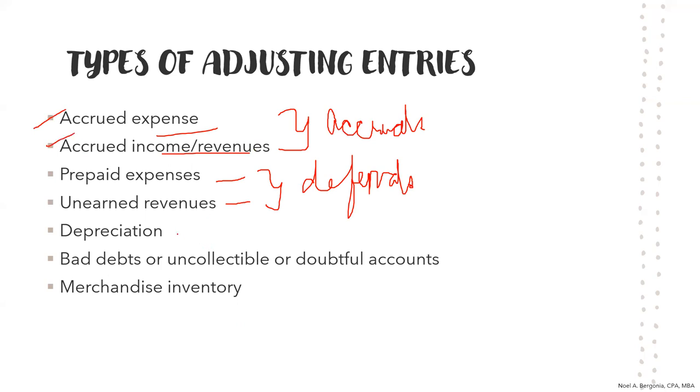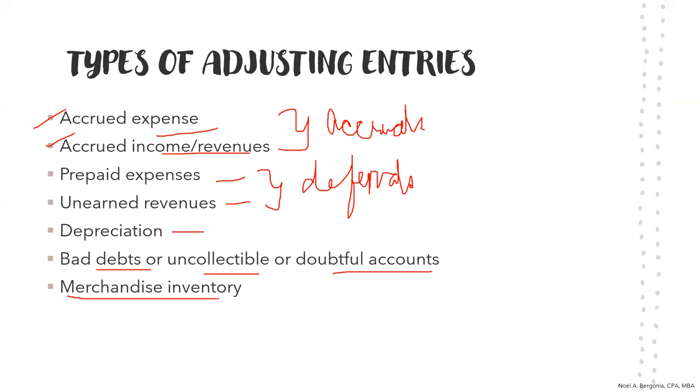Then we have depreciation. Okay, separate video lecture din yan. We have also the bad debts, uncollectible or doubtful accounts. So this is referring to the impairment of receivables, no? This is the possibility na hindi makolekta yung pinautang natin. And then pagdating natin ng merchandising business in the future, no, ito po ay mag-a-appear, the merchandise inventory adjusting entry. Okay? So yan po yung mga abangan natin sa mga susunod na video lectures po natin.